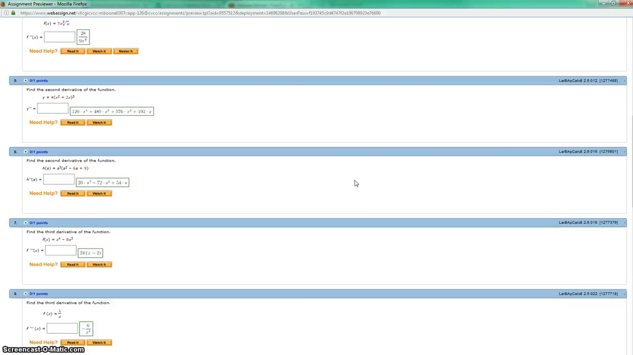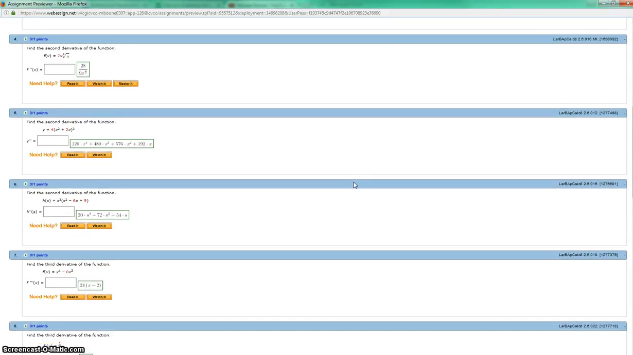All right, so in chapter 2, section 6, it's a little bit more of the same, except we're finding second derivatives and third derivatives. So the first derivative in the previous sections, we've talked about power rule, product rule, quotient rule, and now chain rule. And so now, once we find the derivative, we can take the derivative again. The big thing is, what are we actually finding when we take the derivative again?